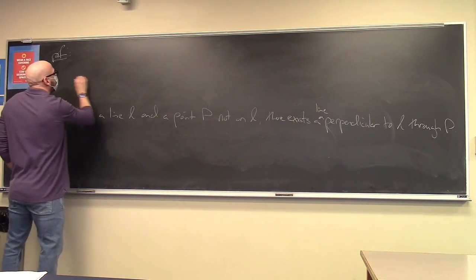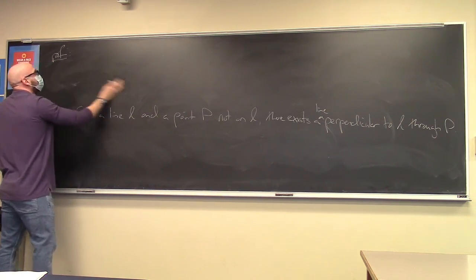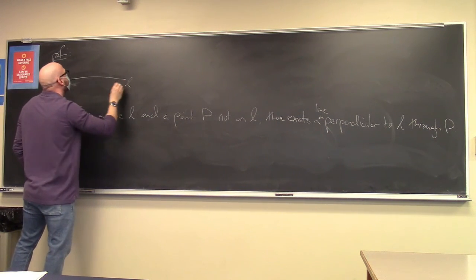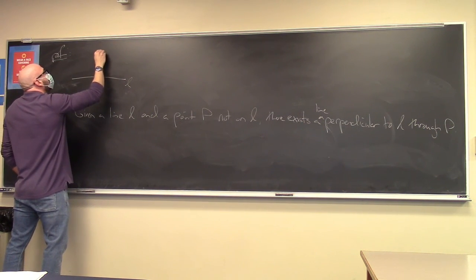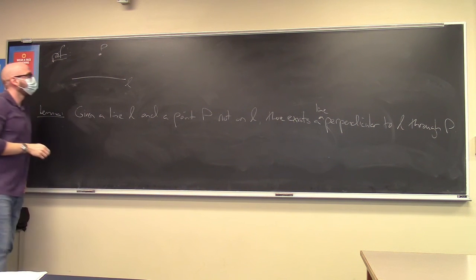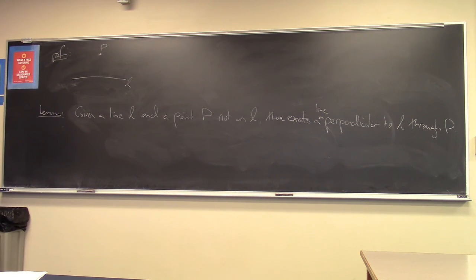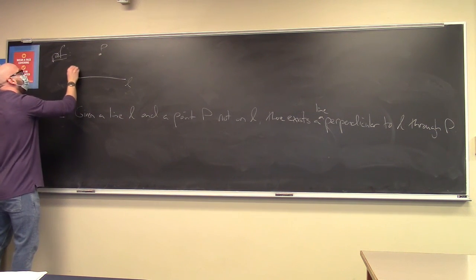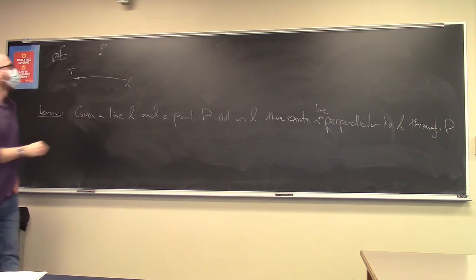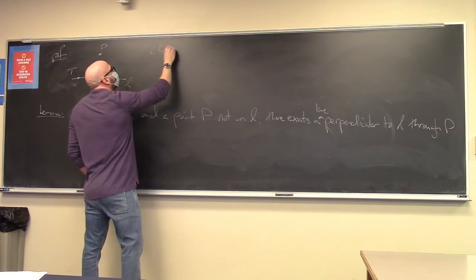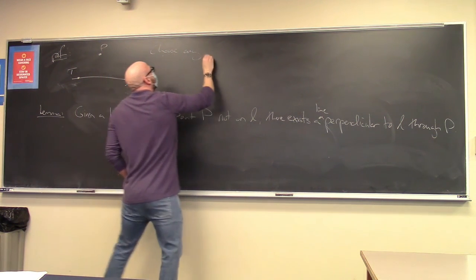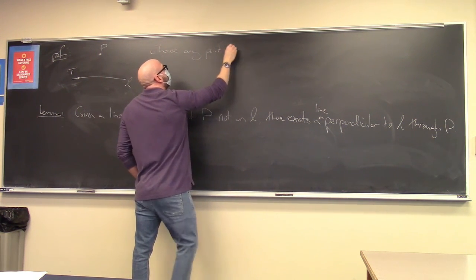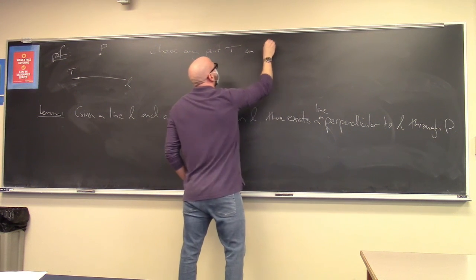Here's my line L. Not a straight line at all. It's still not straight, but that's okay. Here's line L. Here's my point P. And all I have to do is choose any point. Choose any point T on L.